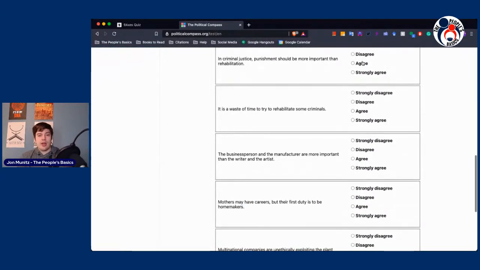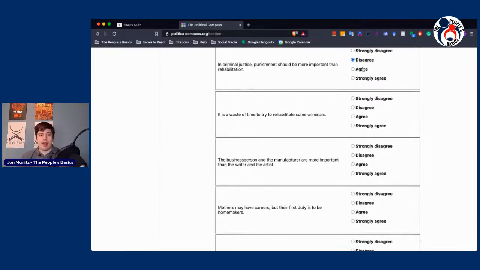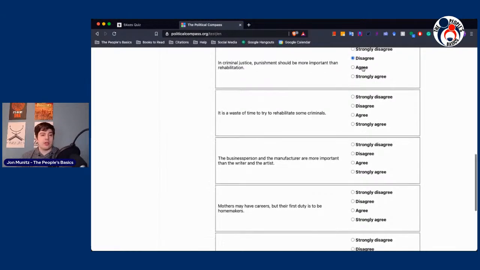Next, in criminal justice, punishment should be more important than rehabilitation. I disagree. I think they are both vital, but I do believe that rehabilitation is more important. Frankly, deterrent is another thing that should be added onto that. The whole reason they say punishment, it shouldn't be about making that person face pain, but the reason should be we want to stop other people from potentially doing that. So, I disagree. Rehabilitation and prevention are more important, and rehabilitation in general is more important than punishment.